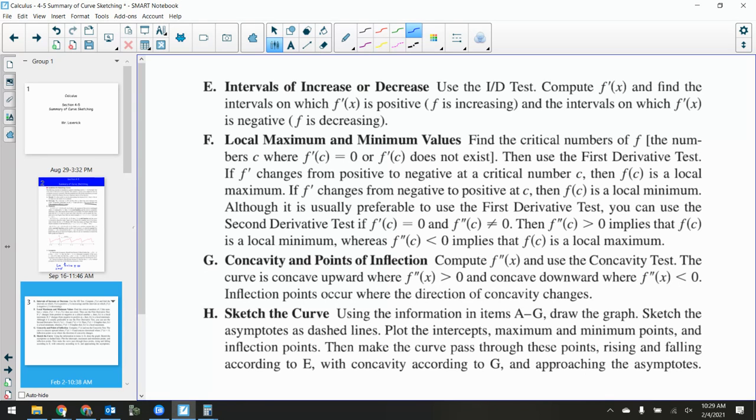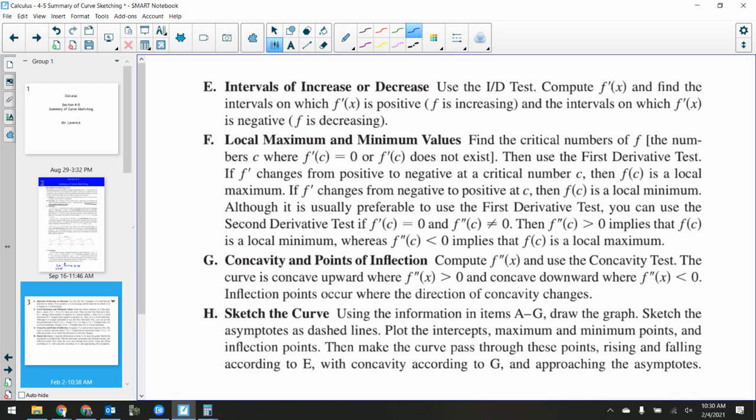Then you use that increasing decreasing test to inform about your maximum and minimum values. Your maximum and minimum values are where it changes from increasing to decreasing. You find the critical values of f, the numbers c where f prime of c equals 0, or where f prime does not exist. Then use the first derivative test, which is basically the same as your increasing decreasing test. If it changes from positive to negative, then it's a maximum. If it changes from negative to positive, that means it's a minimum.